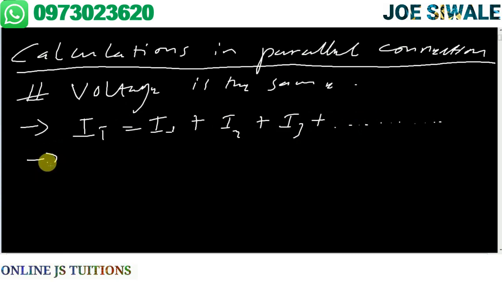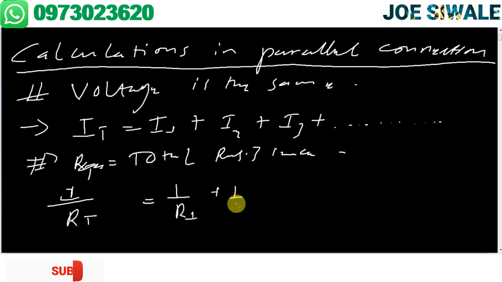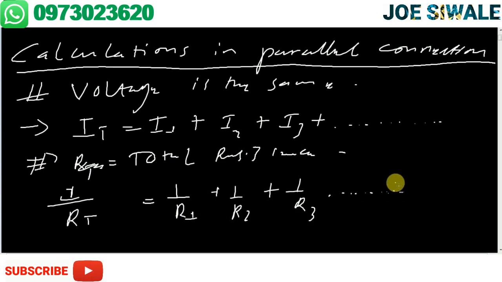Then to find the total resistance, there are two formulas that we use. You can either use this one: 1 over RT is equal to 1 over R1 plus 1 over R2 plus 1 over R3. You can continue adding if you have more resistors.